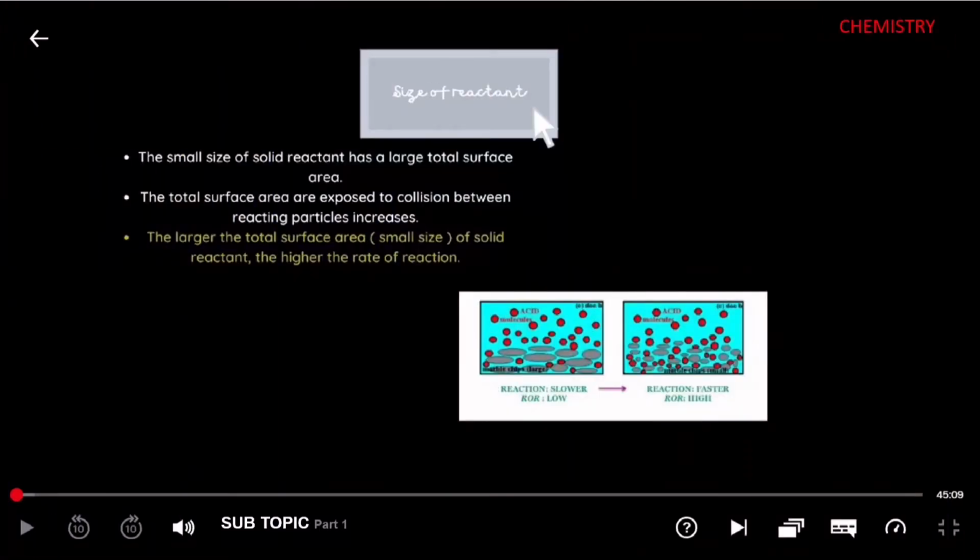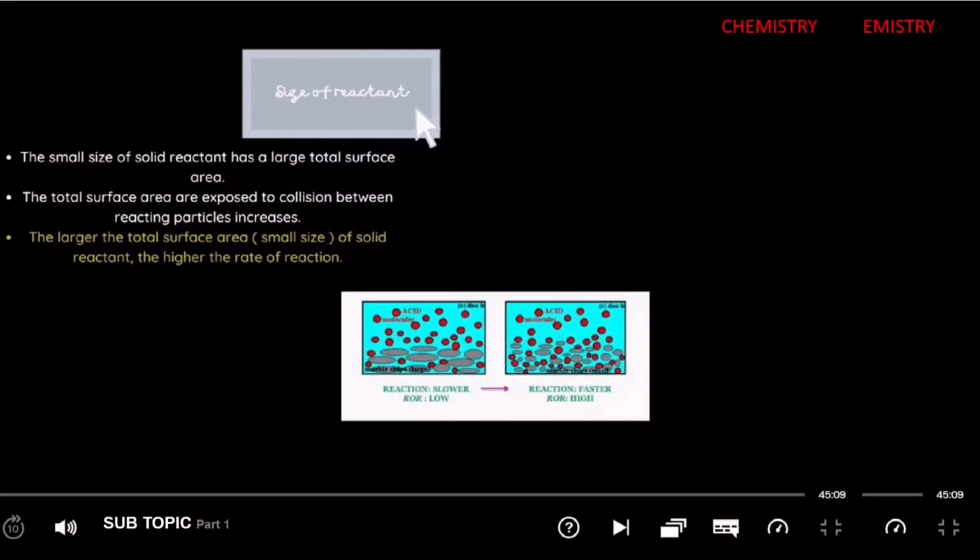First, we will talk about size of reactant. The small size of solid reactant has a large total surface area. The total surface area exposed to collision between reacting particles increases. So the larger the total surface area of solid reactant, the higher the rate of reaction.